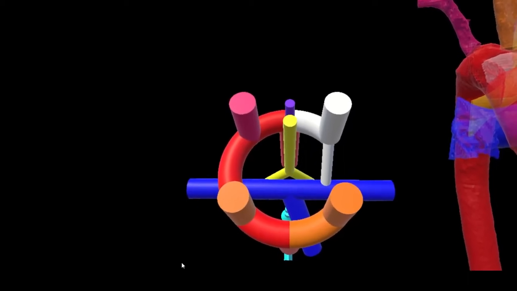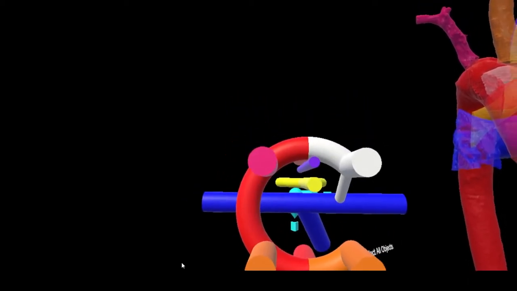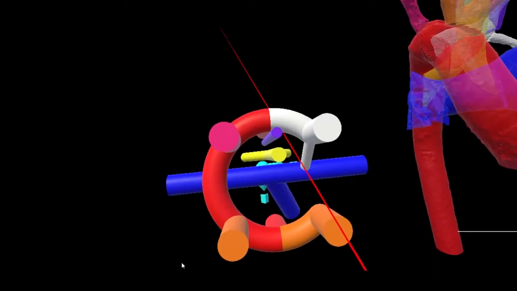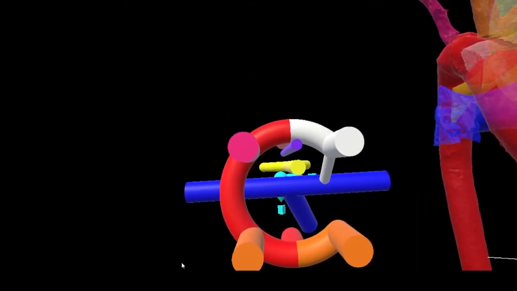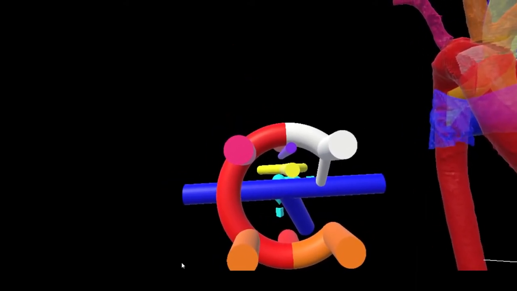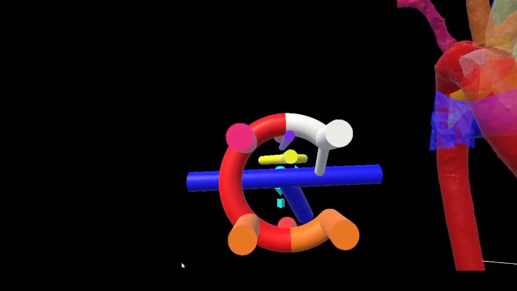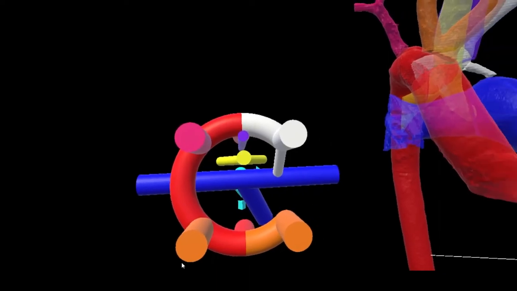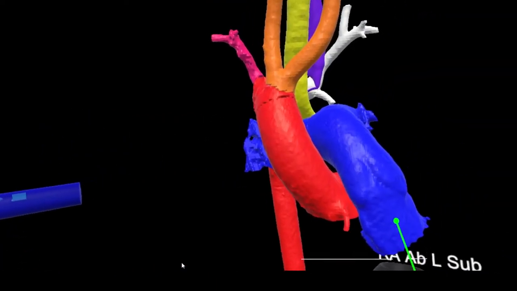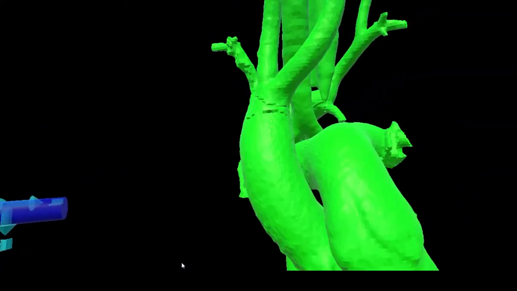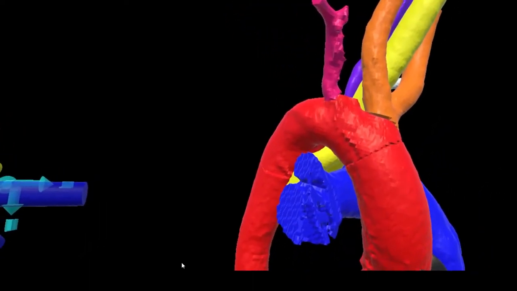Looking at the model from above, you can see that the arch and the duct form a complete ring around the trachea and the esophagus. We have colored the left subclavian and the left ductus in white as they aberrantly form the ring. Now let's move to the patient data set. Again, the arch passes over the right bronchus, defining it as a right-sided aortic arch.